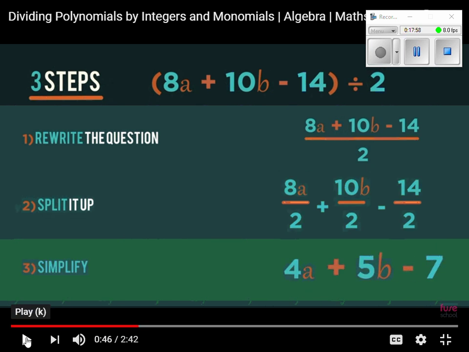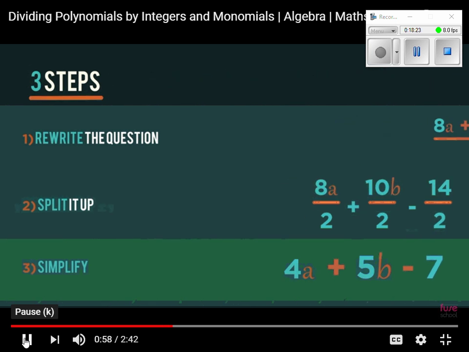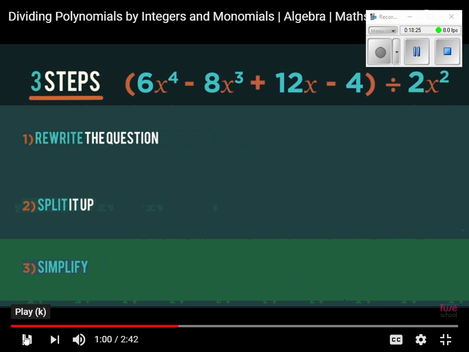Okay, there's the answer. 4a plus 5b minus 7. That you do the 8 divided by 2 is 4, 10 divided by 2 is 5, 14 divided by 2 is 7. So the last step was simplify. So 8a divided by 2 is 4a, 10b divided by 2 is 5b, and 14 divided by 2 is 7. Simple. We follow the same 3 simple steps.